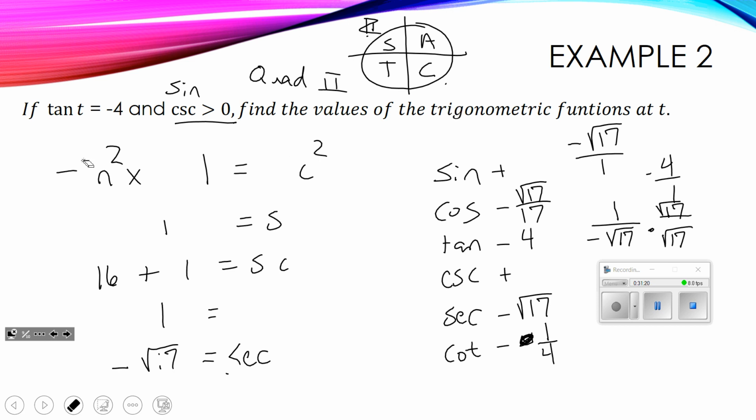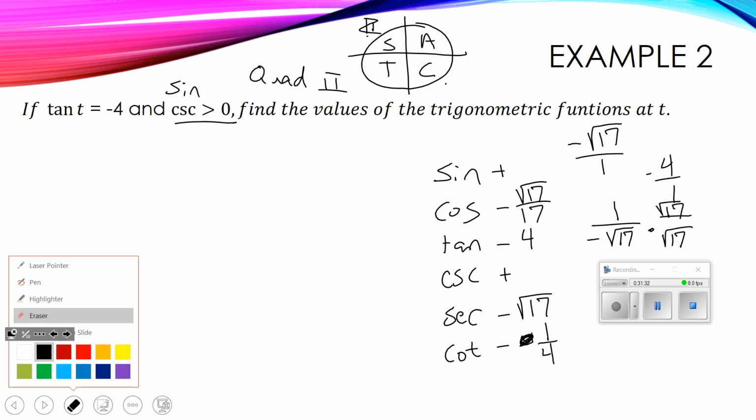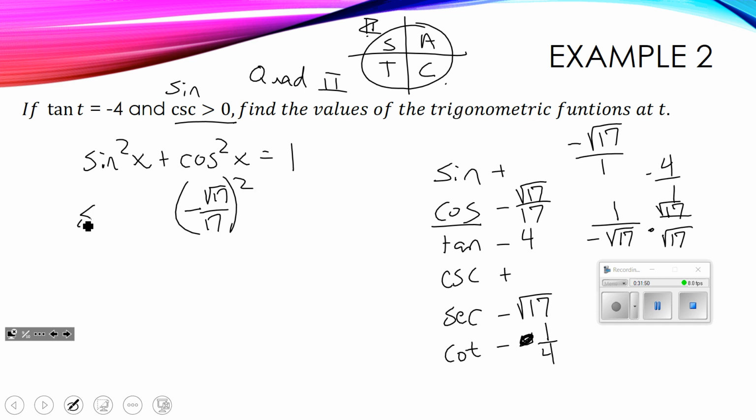So I'm going to refer back to that one, and then we'll go your method and see if that works. Okay. So once I know cosine, I can go back to sine squared x plus cosine squared x is equal to 1. I know cosine squared x is negative square root of 17 over 17. Sine squared x equals 1.